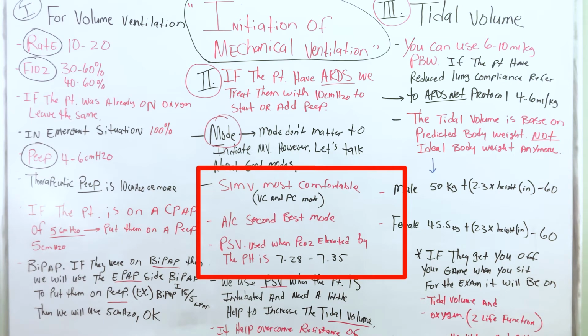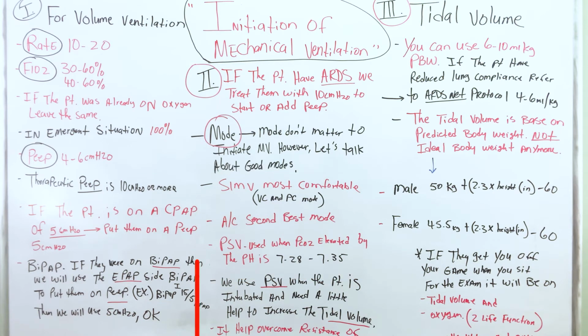Pressure support ventilation is used when the PCO2 is elevated, but the pH is in the 7.28 to 7.35 range. We use pressure support when the patient is intubated and needs a little help to increase the tidal volume. Basically what it's for is to help overcome the resistance of the endotracheal tube.